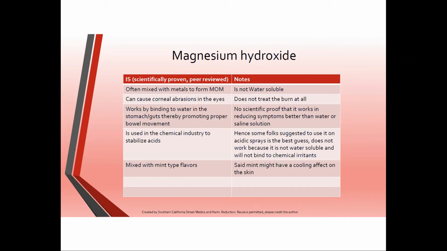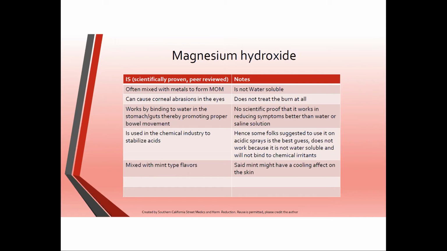But the one thing that I know for a fact is milk of magnesia, for the most part, will have some sort of a minty type flavor to it. And if you put that on your skin after you got irritated with a chemical irritant, that mint is going to feel righteous on your skin. It's just like Vicks Vapor Rub. If you put Vicks Vapor Rub over pepper spray, it'll feel really good.